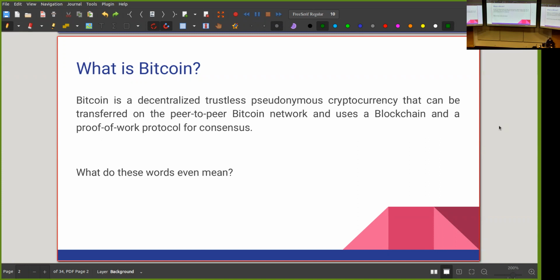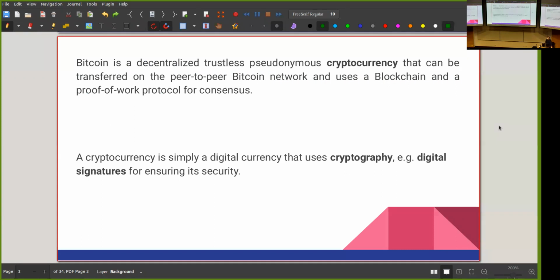Okay, so what do these words mean? Let's start with cryptocurrency. So what is a cryptocurrency? A cryptocurrency is basically a currency that uses cryptography. That's where the word crypto comes from. And actually, for my generation, when we used to say crypto, it meant cryptography, not a cryptocurrency. So what is a digital currency that uses cryptography? It's basically a digital currency that uses digital signatures. But now I have to define two more words for you. I have to say what cryptography is and what digital signatures are.